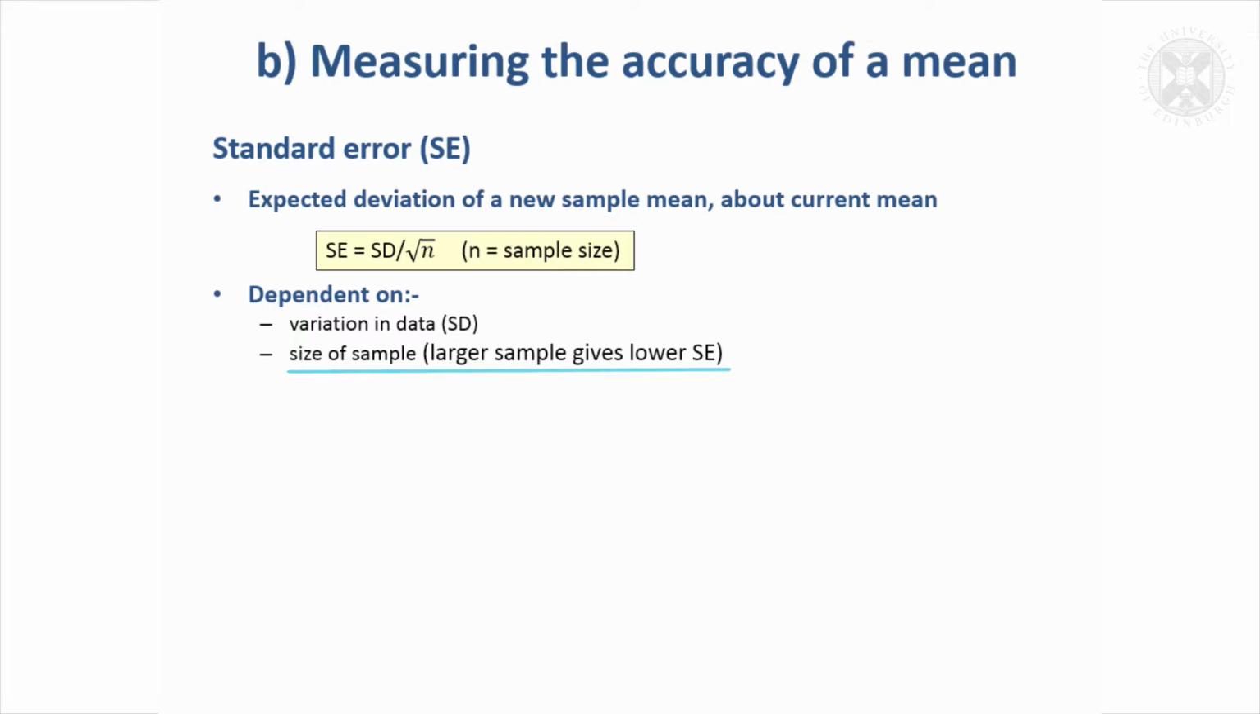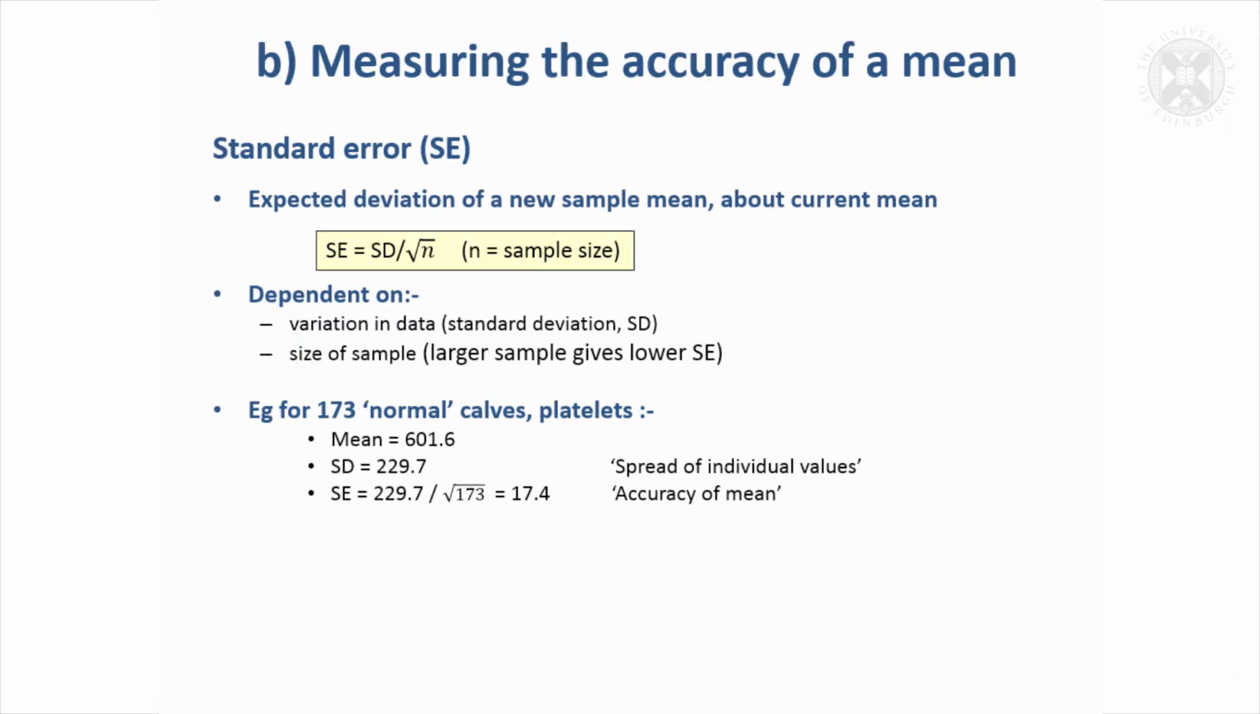The bigger your sample, the more information you've got in the data, so the more accurate your mean is, and the more conclusions you're likely to be able to draw from your analysis. So if we look at another measurement, platelets, which was taken in that study, and we look at the 173 normal calves, the mean of platelets was just over 600. The standard deviation was about 230, so that's how much the platelets of individual calves are expected to vary about that mean, so quite a lot of variation. You'd expect maybe some values of sort of 800, 900.